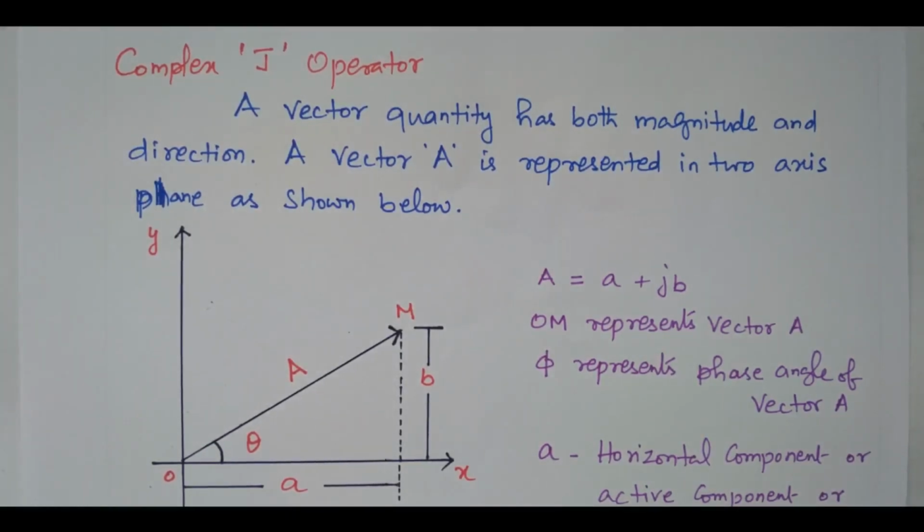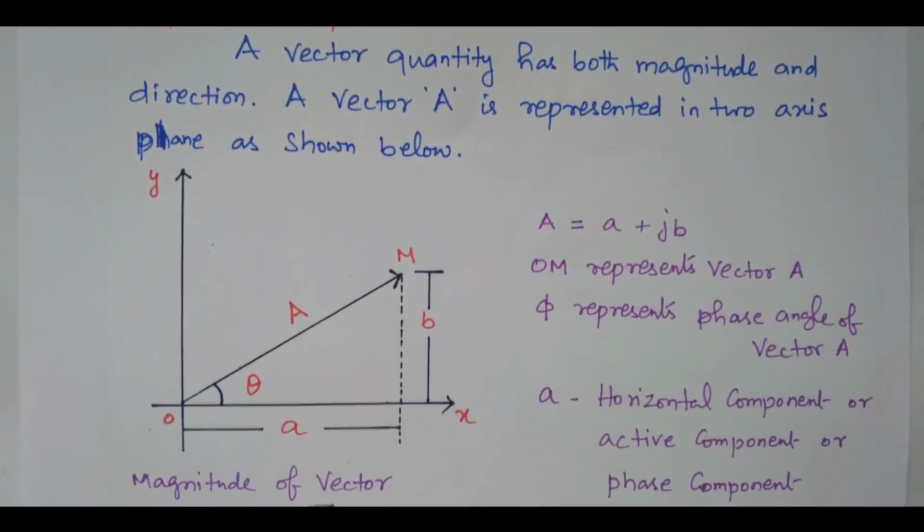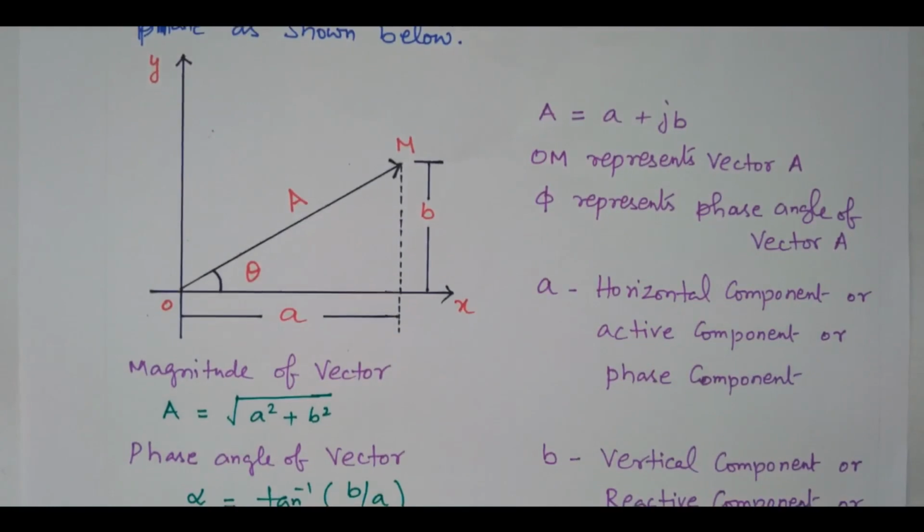Welcome viewers. In this video we will see the complex J operator. That is, it is used to indicate the complex number having real term and imaginary term. That is a vector quantity. A vector quantity has both magnitude and direction. So that is represented in a two plane as shown below. So this is nothing but a complex number.